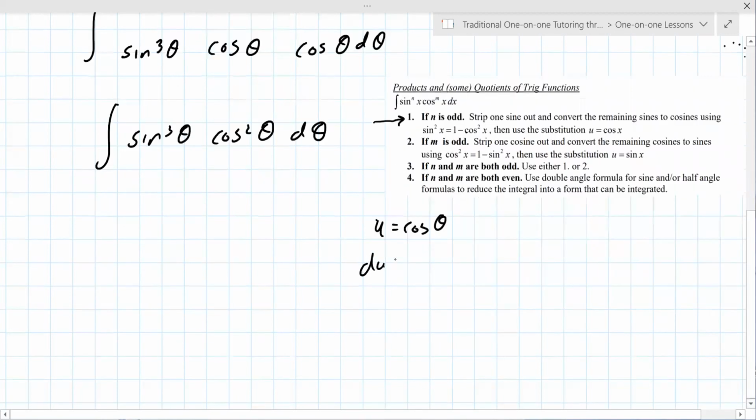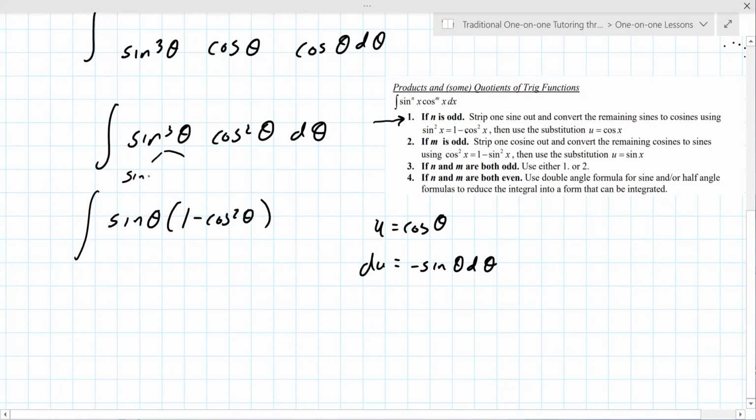So du equals minus sine theta d theta. And it also says to strip one sine out. So you get sine theta times 1 minus cosine squared theta. This becomes sine theta times sine squared theta. Right. And then you have this cosine squared theta.